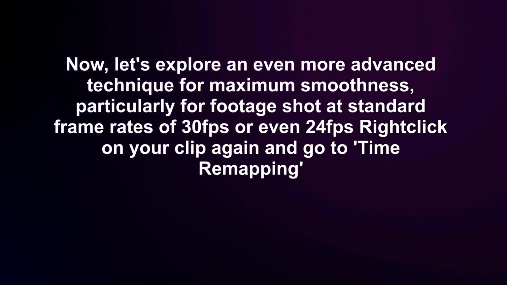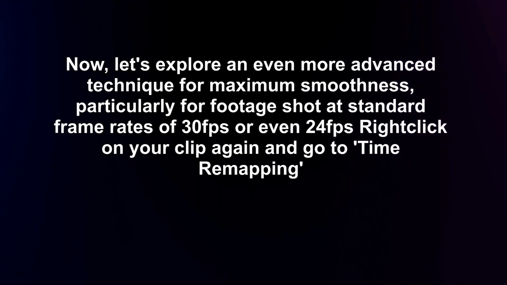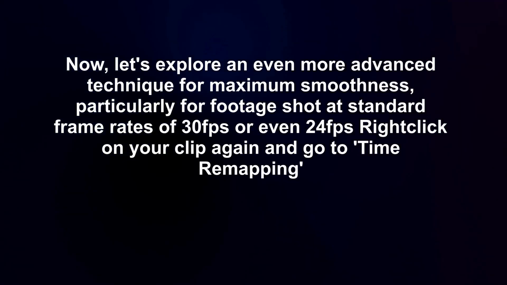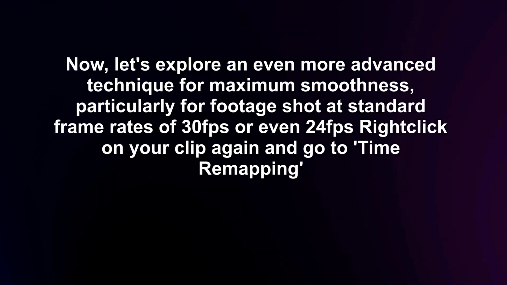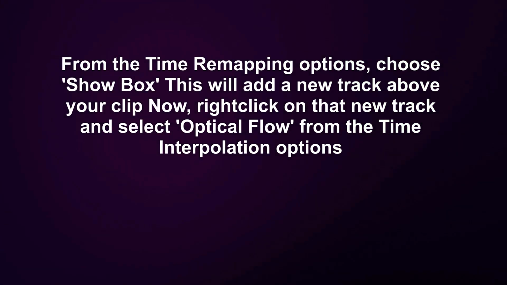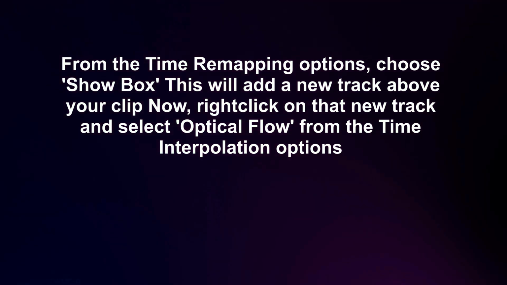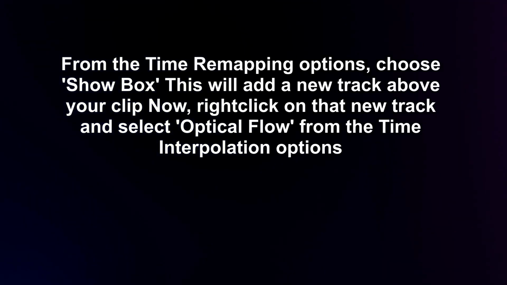Now, let's explore an even more advanced technique for maximum smoothness, particularly for footage shot at standard frame rates of 30 fps or even 24 fps. Right-click on your clip again and go to Time Remapping. From the Time Remapping options, choose Show Box. This will add a new track above your clip. Now, right-click on that new track and select Optical Flow from the Time Interpolation options.